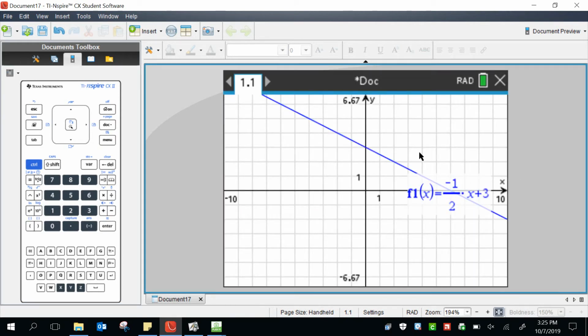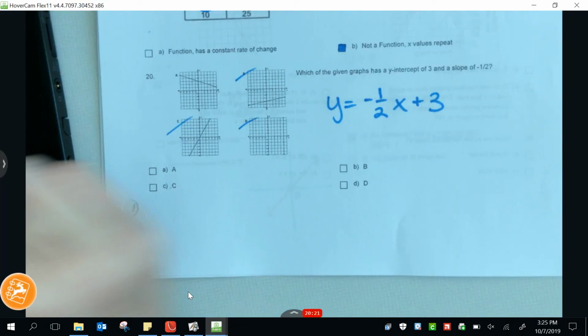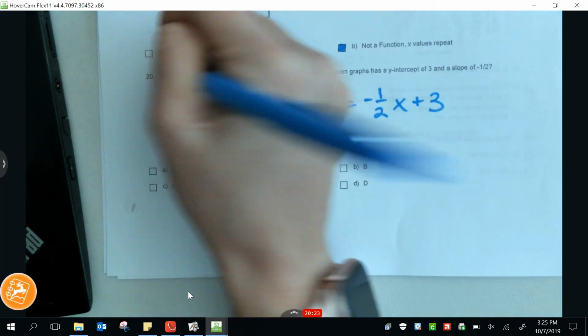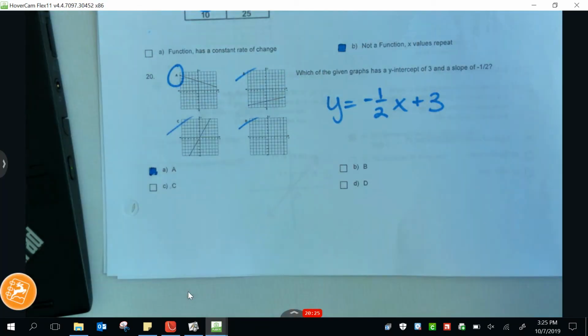And you're just matching. So this to me, it crosses up there at 3, which means B, D, and C are out. It's got to be A. That definitely matches A. All right, almost done. 3 more to go.